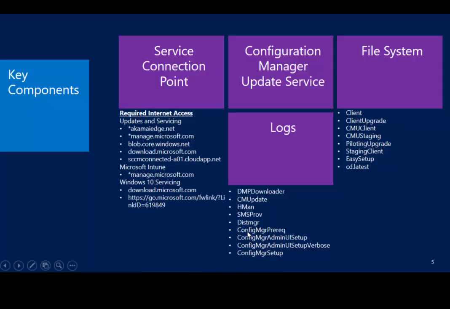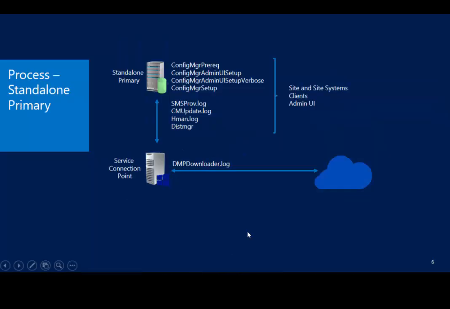So let's flip forward and look at specifically the process for a standalone primary site. And then we're going to show you just a little bit of additional stuff around the hierarchy and how that works. So with the standalone primary site, we have our primary site server, and we have all of the logs again referenced that will be probably key in the process of doing the update. We have the service connection point. Now I'm showing this as a separate site system.